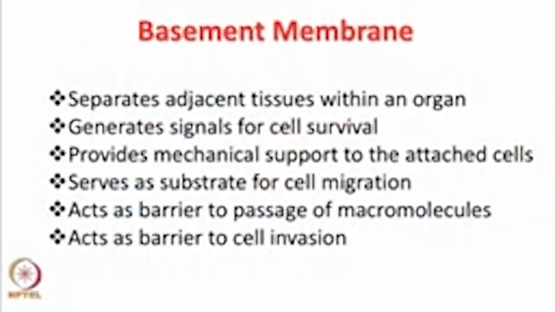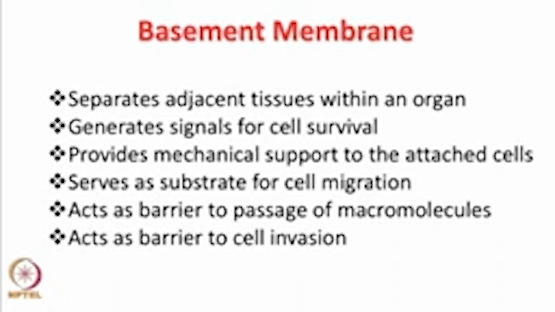One of the particular ECMs that we discussed was the basement membrane. The basement membrane is only 50 to 200 nanometers in thickness. It is there in almost all the tissues for separating adjacent tissues within an organ. It generates signals for cell survival, provides mechanical support to cells, and also acts as a substrate for cell migration. Most importantly, most of the cells in normal physiology cannot breach the basement membrane.